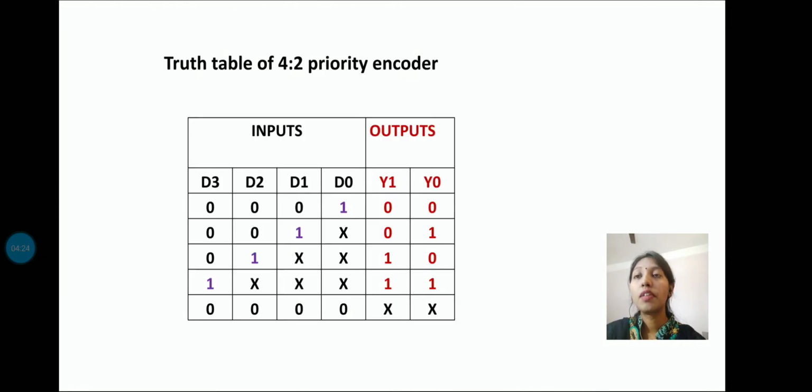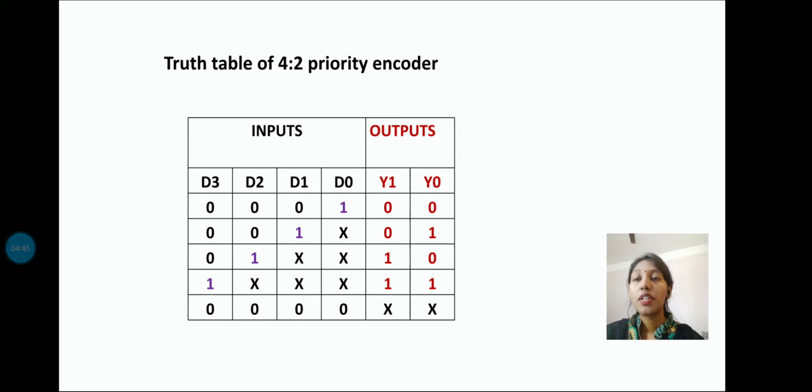So, the truth table for the 4:2 priority encoder is as shown in this table. The inputs are represented as D0, D1, D2, D3 and the outputs as Y1 and Y0. D0 has the lowest priority and D3 has the highest priority. First, let us consider the first condition when D0 is the only bit active.